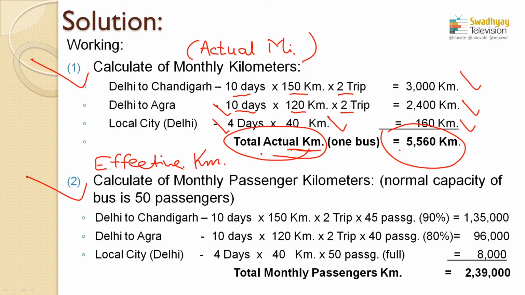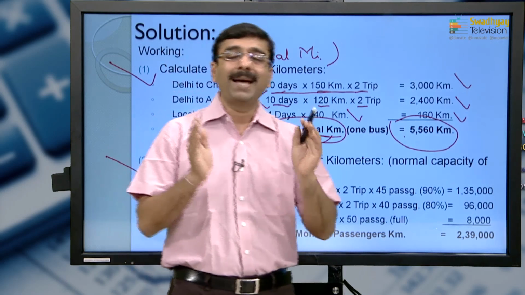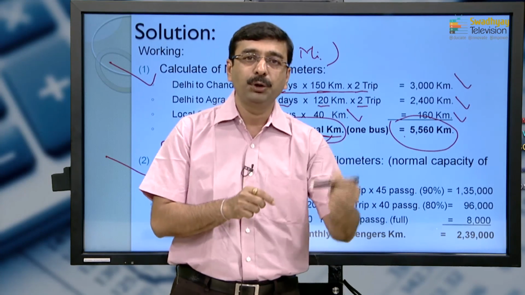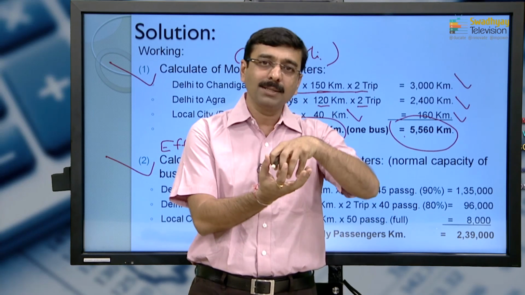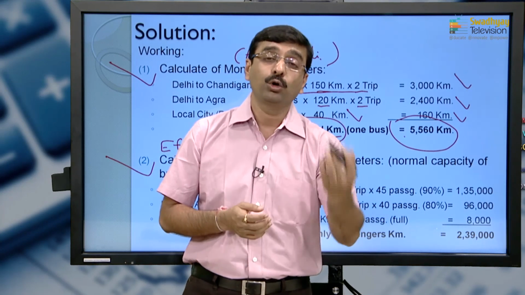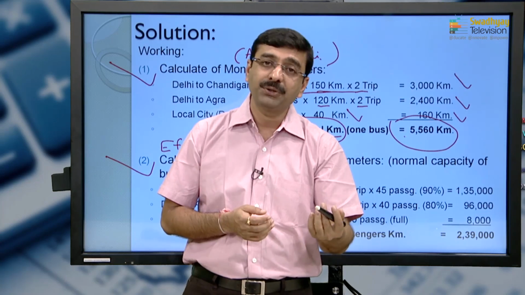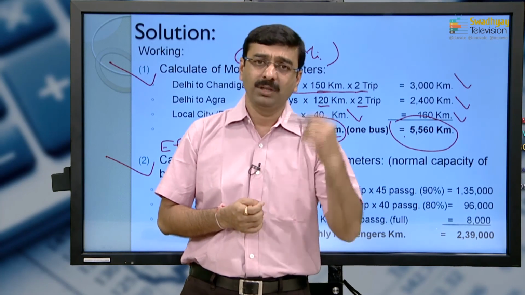See, Delhi to Chandigarh is the first and the simplest way to find out. These 3 pieces of information remain the same: 10 days multiplied by 150 kilometers multiplied by 2 trips. Now, what do we need to add to find the effective mileage? Only the number of passengers who travelled on this particular route. How can you find that out? The total capacity of the bus is 50 passengers. What is the occupancy ratio of this bus? It is 90% on all the days for this particular route.